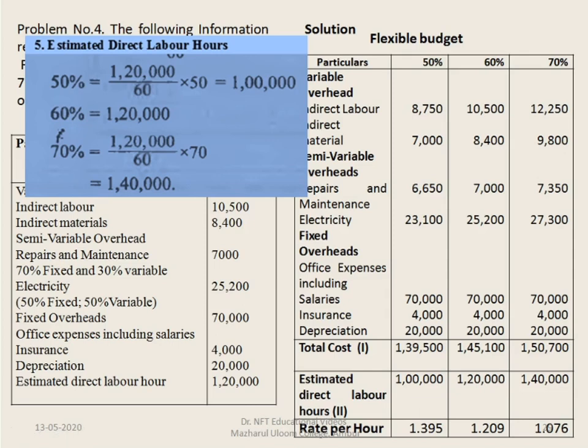Now you have to find it out for 50% capacity as well as 70% capacity. For 60 percentage, it is 1,20,000. So 1,20,000 divided by 60 into 50, that is 1 lakh. And for 70 percentage capacity, 1,20,000 divided by 60 into 70 gives you 1,40,000. Because at 60 percentage level only you are given the details, based on that you have to calculate for 50 percentage as well as 70 percentage.